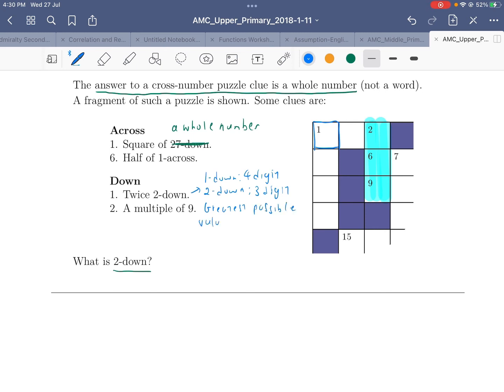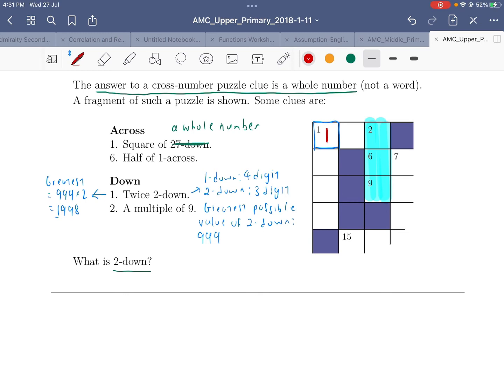Greatest possible value of 2 down. In this case, theoretically, it will be 999. And since 1 down is twice of 2 down, the greatest value of 1 down must be equal to 999 times 2, which is equal to 1998. And hence, we can immediately infer that this number must start with 1. That is the main idea on how we go about solving this question.